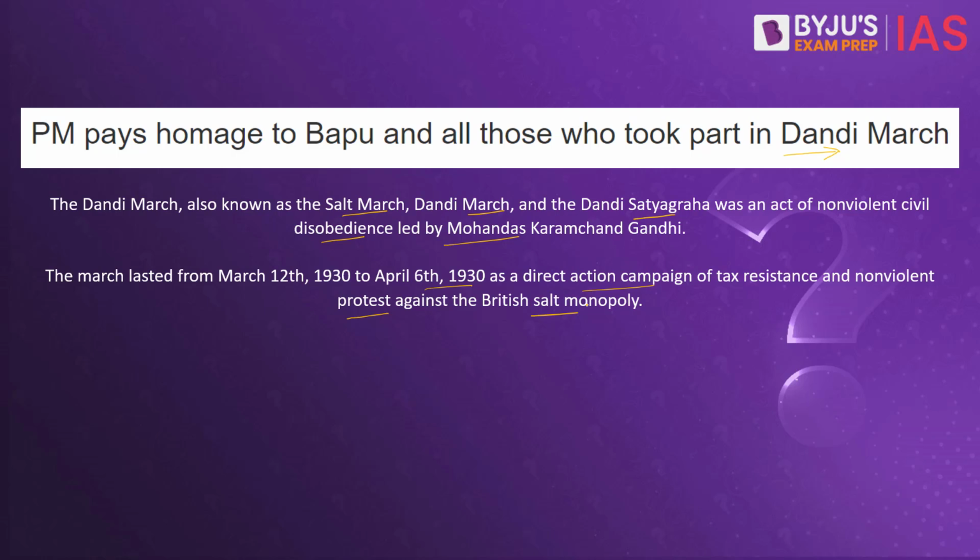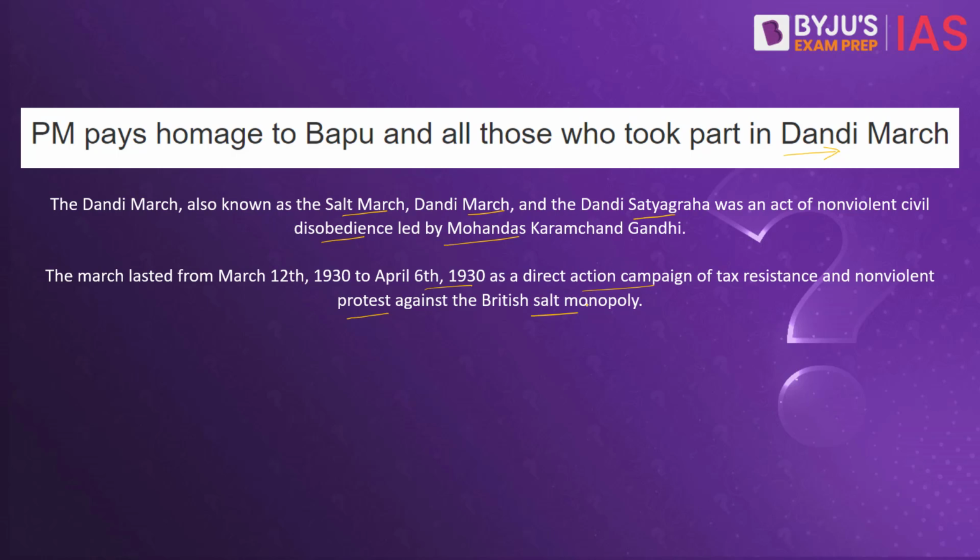Salt happens to be a very important component. If the government imposes taxes on salt, this ultimately hits the poor sections of society. In order to overcome this, and to make sure that the British do not impose taxes on salt, what they started was the Dandi March, also known as the Salt March.